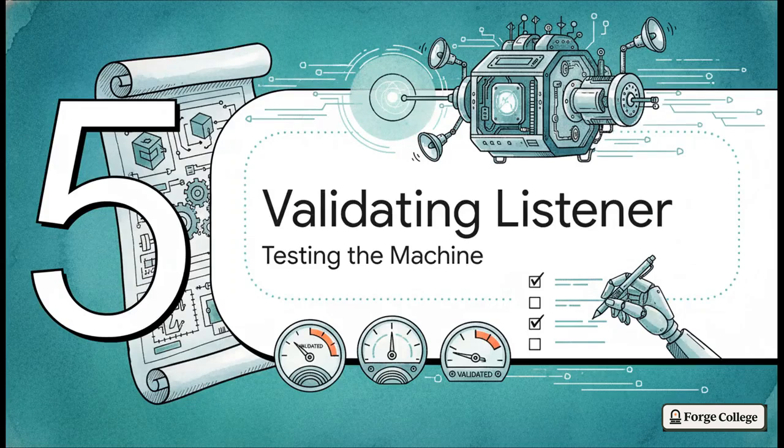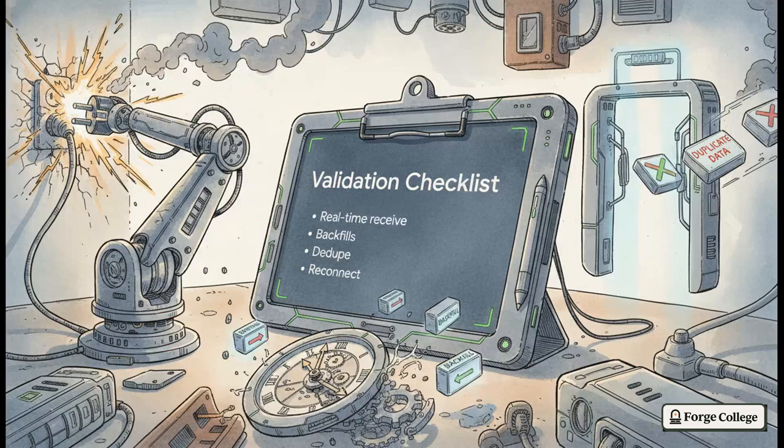Section 5. Validating your listener. Okay, a blueprint is just theory until we put it to the test, right? So here's the exact checklist to ensure your machine is humming smoothly. You absolutely shouldn't just deploy this and hope for the best. You should execute your listener against a local node and systematically cross off each of these observable signals.